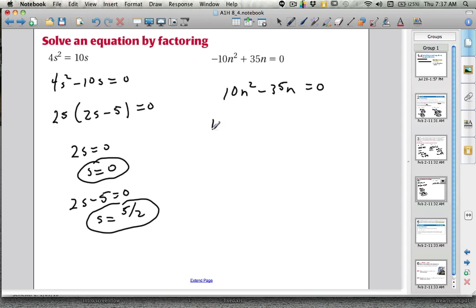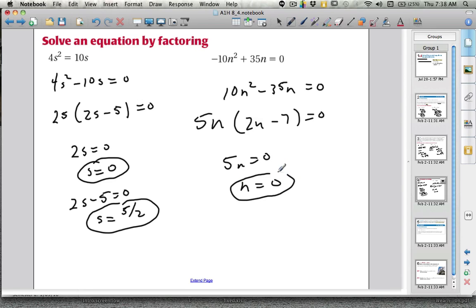And you can see I can factor an n out of each term, and also I can factor a 5 out of each term. So when I factor 5n out of 10n squared, I'll get 2n. And when I factor a 5n out of minus 35n, I'll get minus 7. 5n is equal to 0, so n would be equal to 0. And if 2n minus 7 is equal to 0, I'll add 7 and divide by 2. n is equal to 7/2.